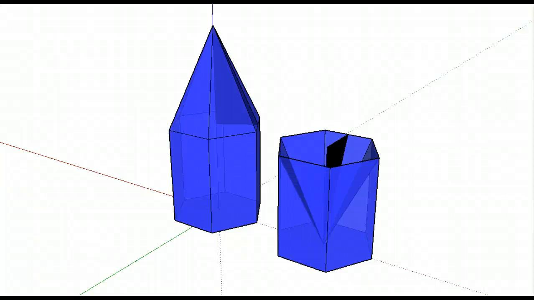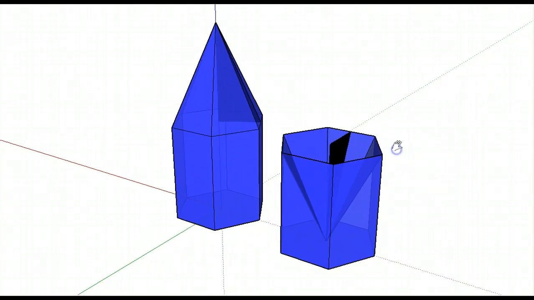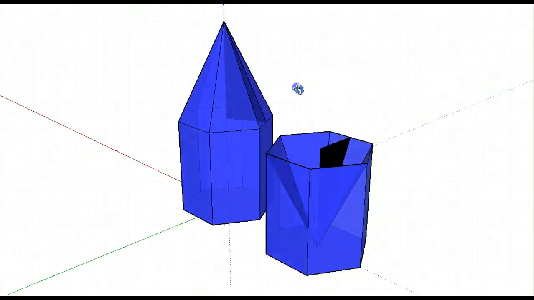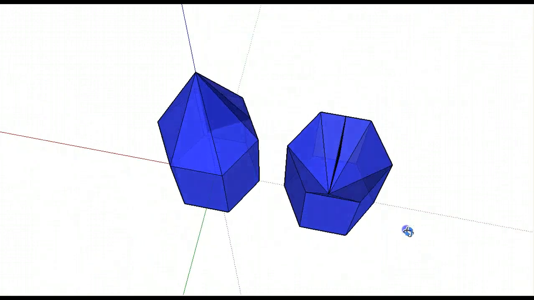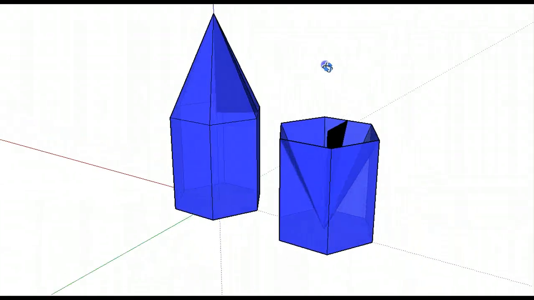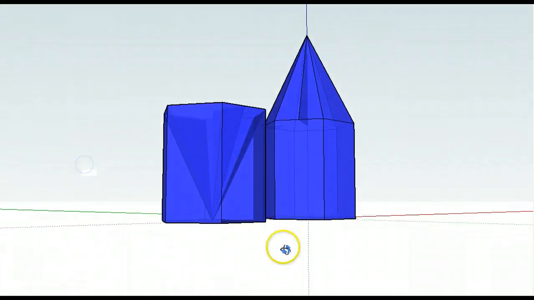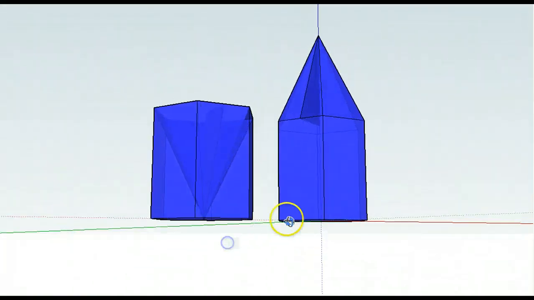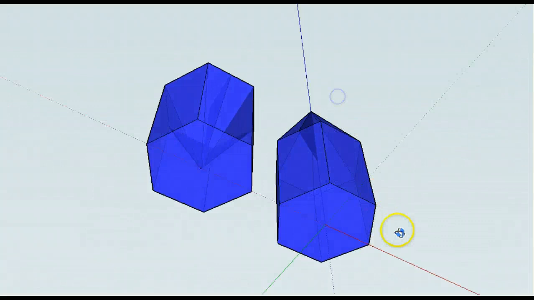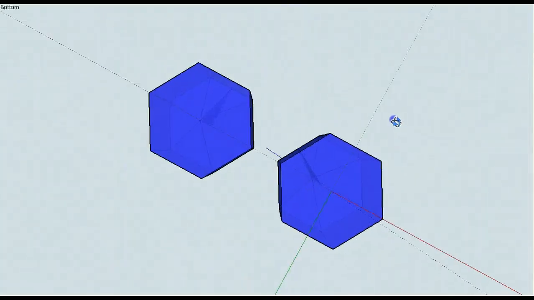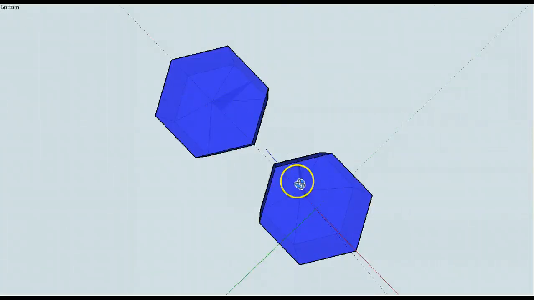A compound solid is more than one solid combined to make a new solid. Here we have two compound solids made up of pyramids and prisms. If we look, both of these shapes have the same base shape. Both of these solids have a hexagon base.